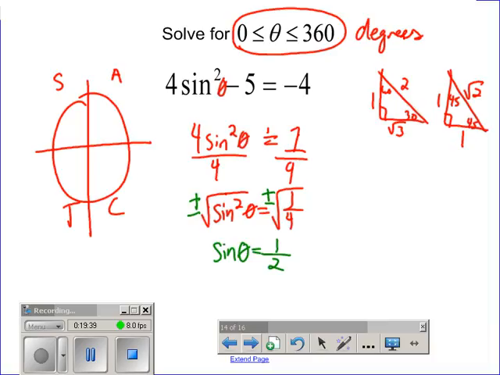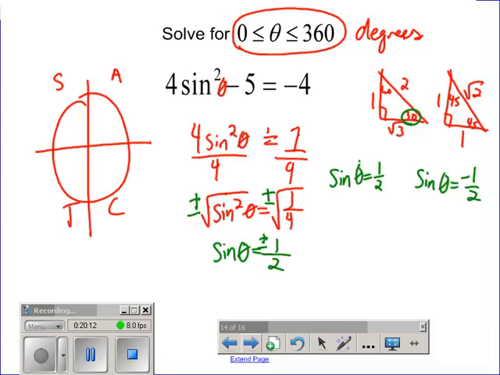Okay, now whenever we deal with this, what angle would give me a sine ratio of 1/2? So I look at my triangle over here, sine of 1/2 is 30 degrees. Okay, so I know that I've got, and I just missed the mistake too, plus or minus 1/2, right? Because I'm going to have sine theta equals 1/2, and then I've got to solve for sine theta equals negative 1/2.